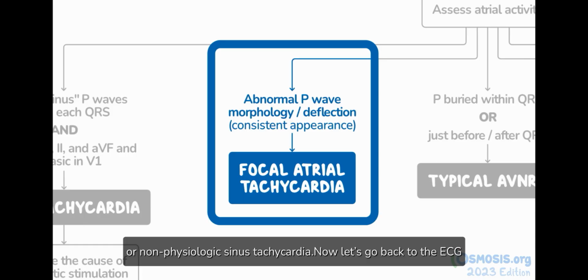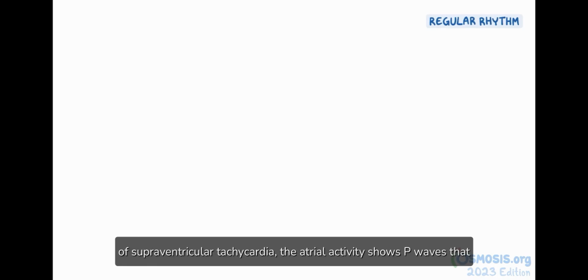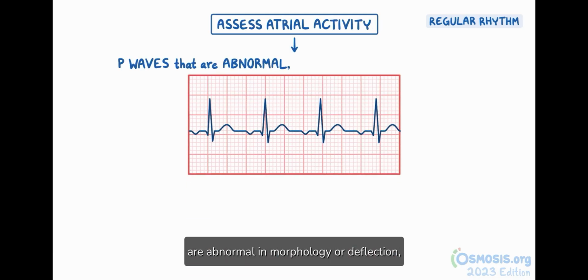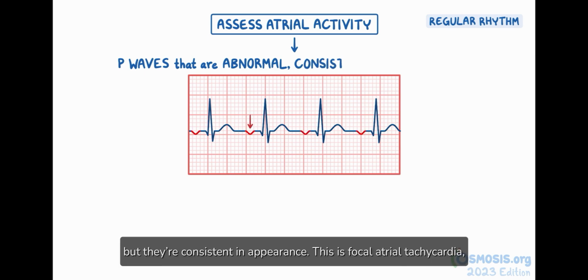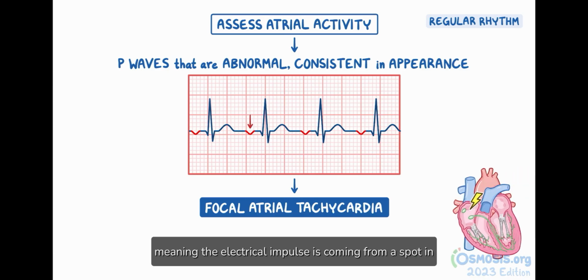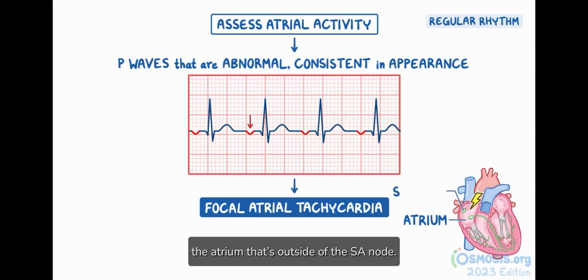Now, let's go back to the ECG and take a look at focal atrial tachycardia. In some cases of supraventricular tachycardia, the atrial activity shows P waves that are abnormal in morphology or deflection, but they're consistent in appearance. This is focal atrial tachycardia, meaning the electrical impulse is coming from a spot in the atrium that's outside of the SA node.